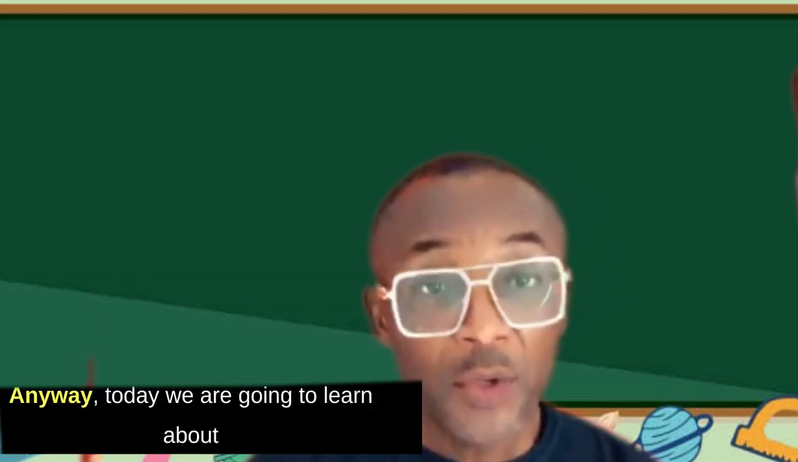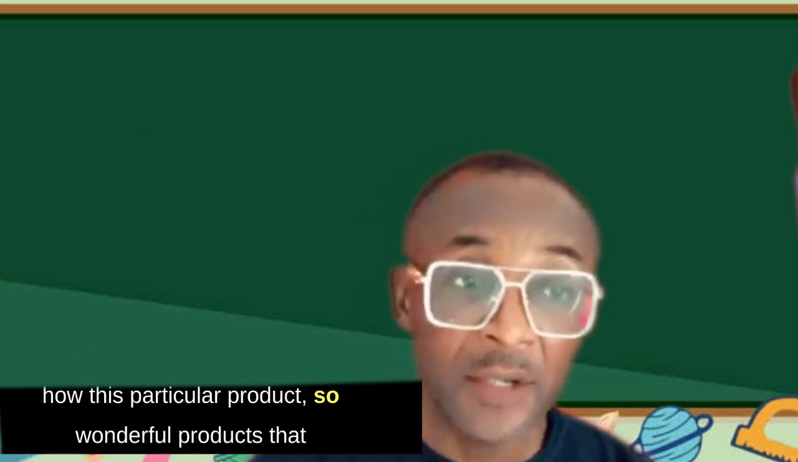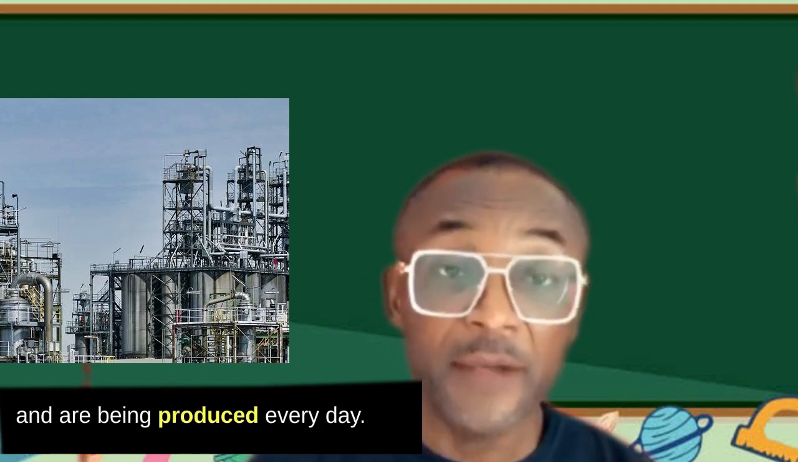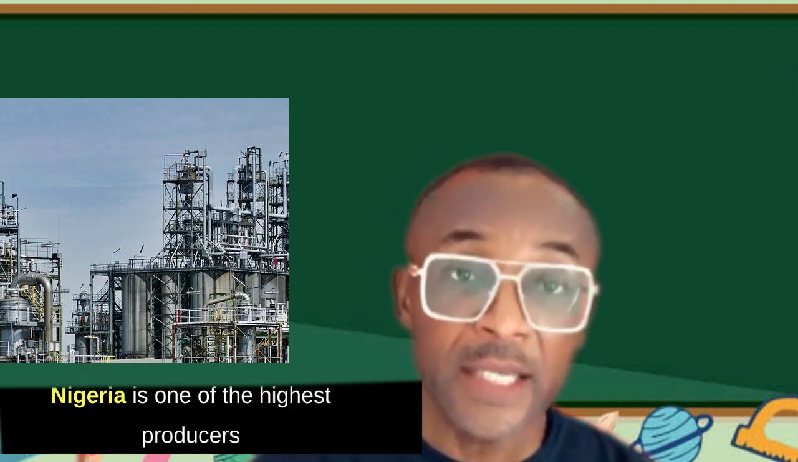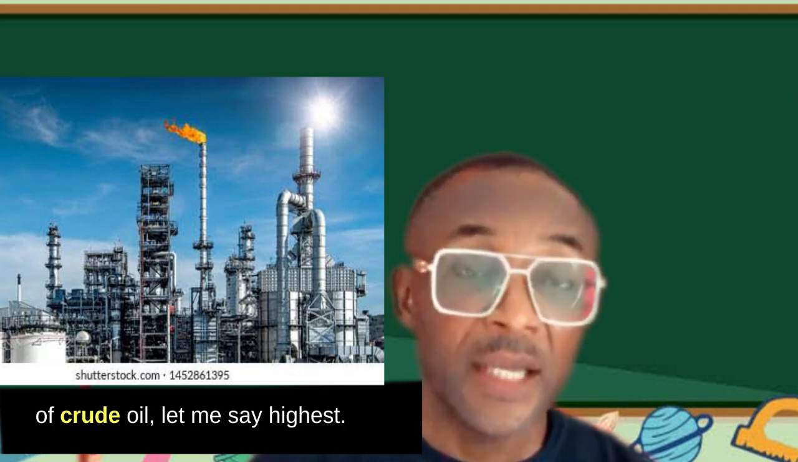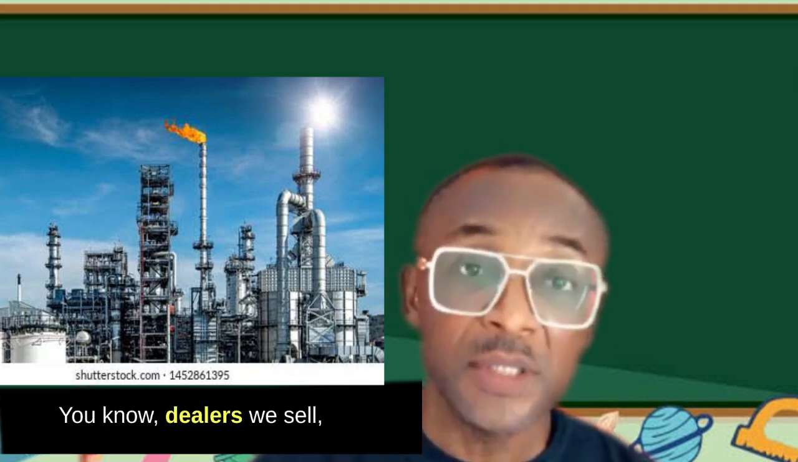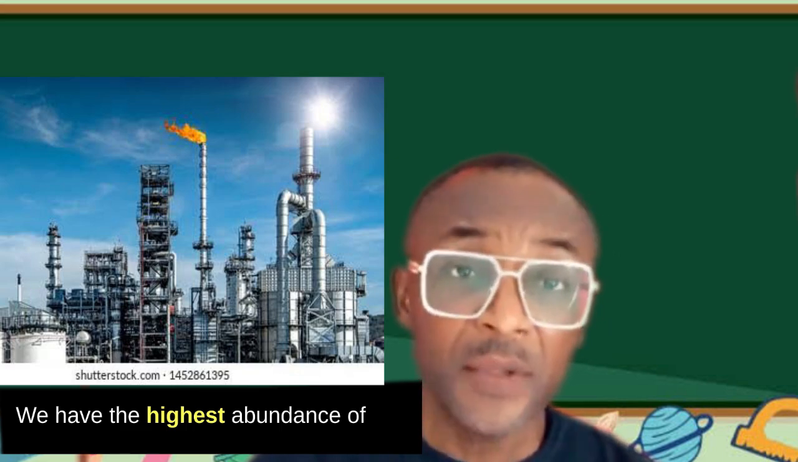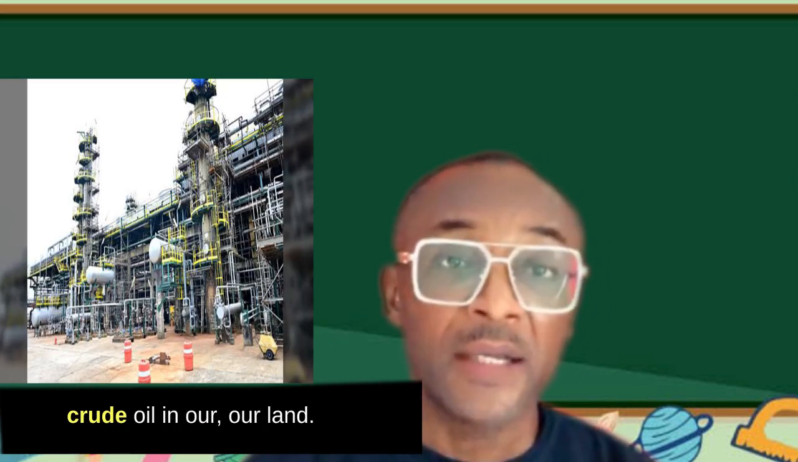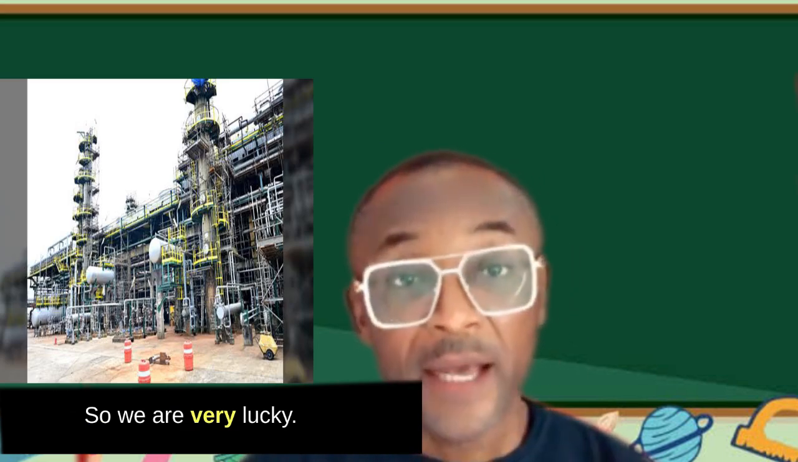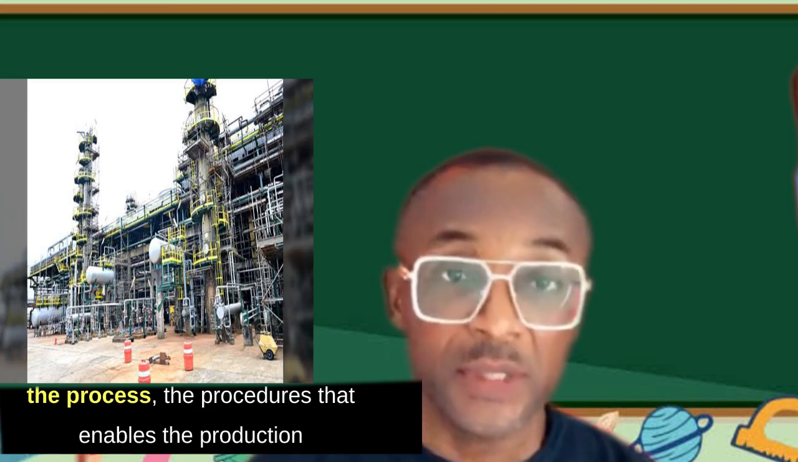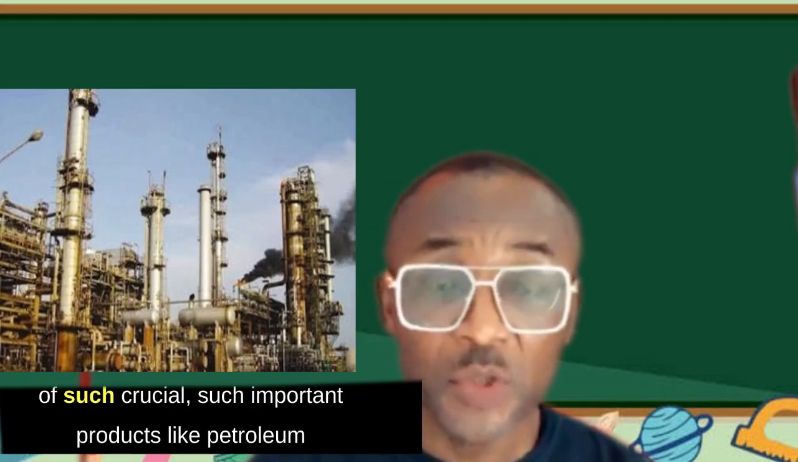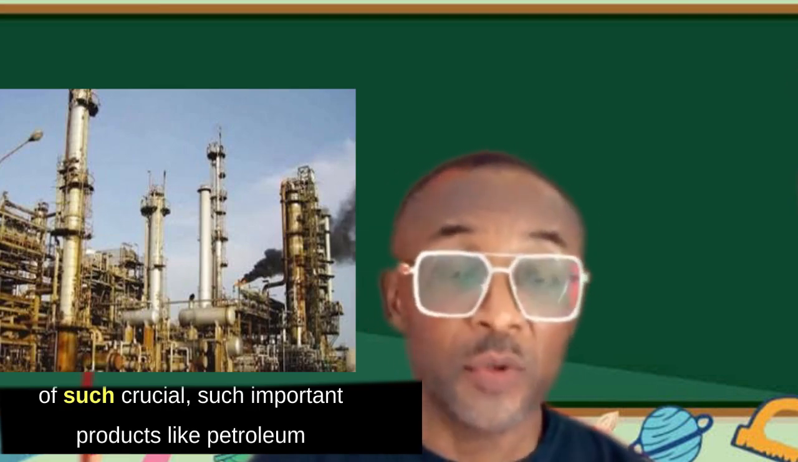Anyway, today we're going to learn about how these wonderful products that have served us so far are produced and are being produced every day. Nigeria is one of the highest producers of crude oil. We sell, they produce, they release. We have the highest abundance of crude oil in our land. So we are very lucky. And it is also important that we understand the process, the procedures that enable the production of such important products like petroleum, or what we know as PMS.